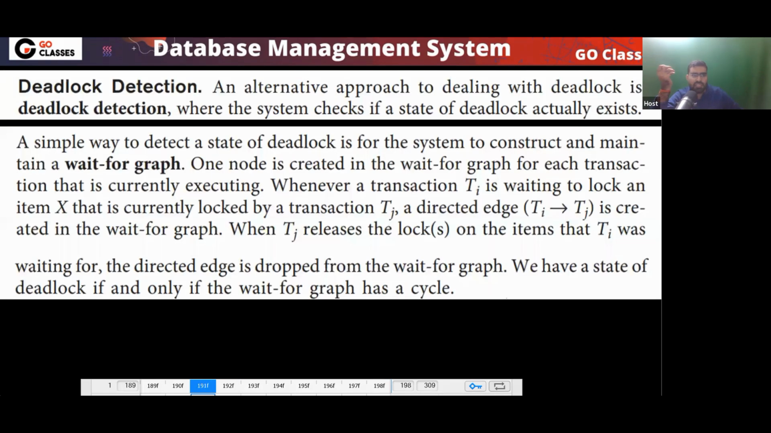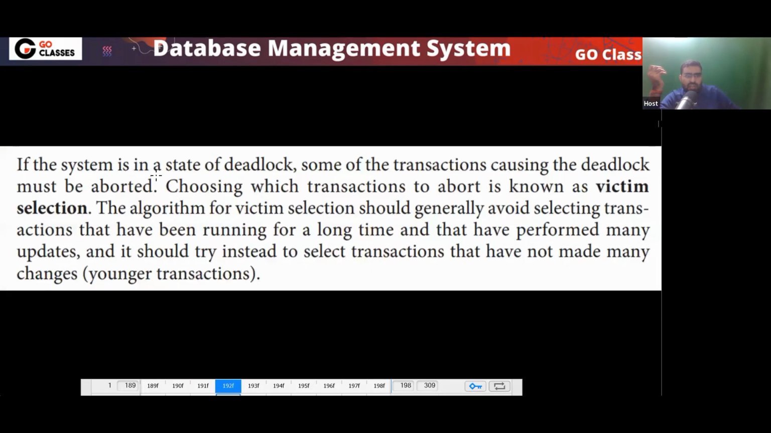So you can easily see that once the system is already in a deadlock situation, some of the transactions you will have to abort. Which transaction do we have to abort? That is called victim selection. Like which transaction to kill, whom to kill. We are deciding whom to kill.